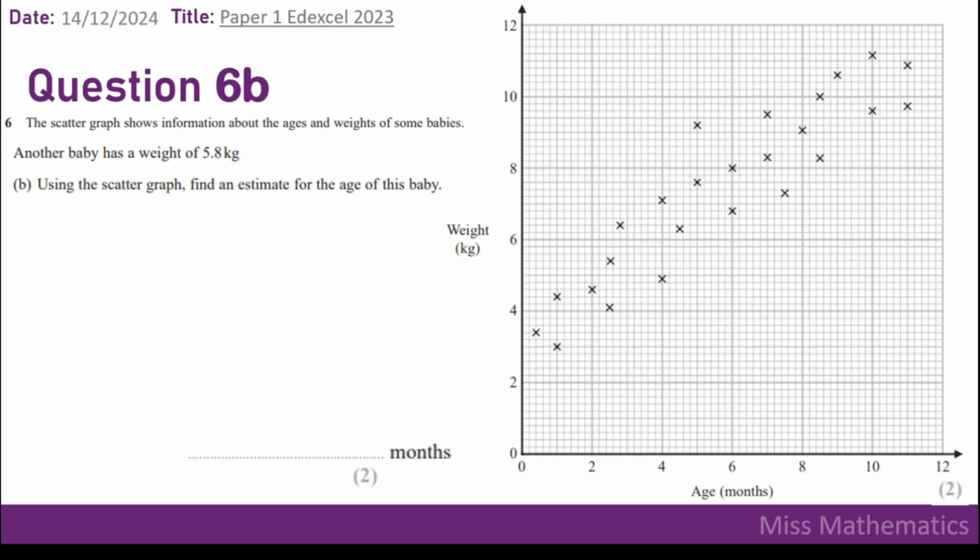Question 6b. Another baby has a weight of 5.8 kg. Using the scatter graph, find an estimate for the age of this baby. So if we draw a line of best fit, there need to be about an equal number of points above and below the line. But if it's not exactly equal, it's fine. Then we can find the weight 5.8, which is here. And we can draw a line across and see that this meets the line of best fit at about 3.8. So therefore, the age of the baby is approximately 3.8. For questions like this, there's usually a range for error, so don't worry if you don't have the exact answer.